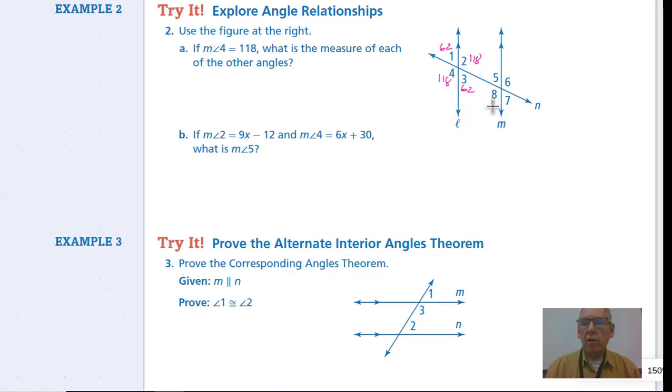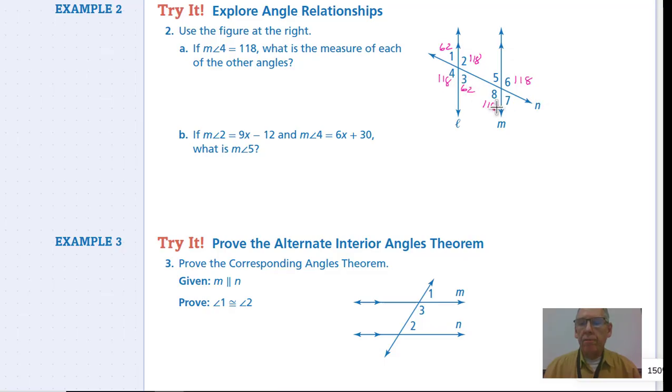Now, if the lines are parallel and cut by a transversal, then corresponding angles are going to be congruent. That means angle 4 and angle 8 are going to be congruent. That puts 118 with angle 8. By vertical angles or alternate exterior angles, we can say that 4 and 6 are going to be 118. Alternate exterior angles are congruent if you have parallel lines cut by a transversal.